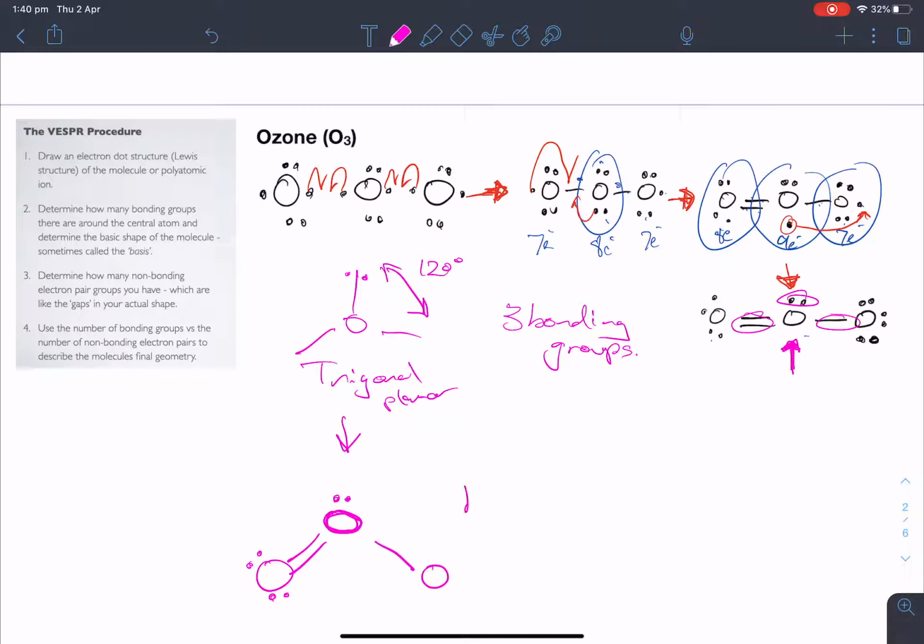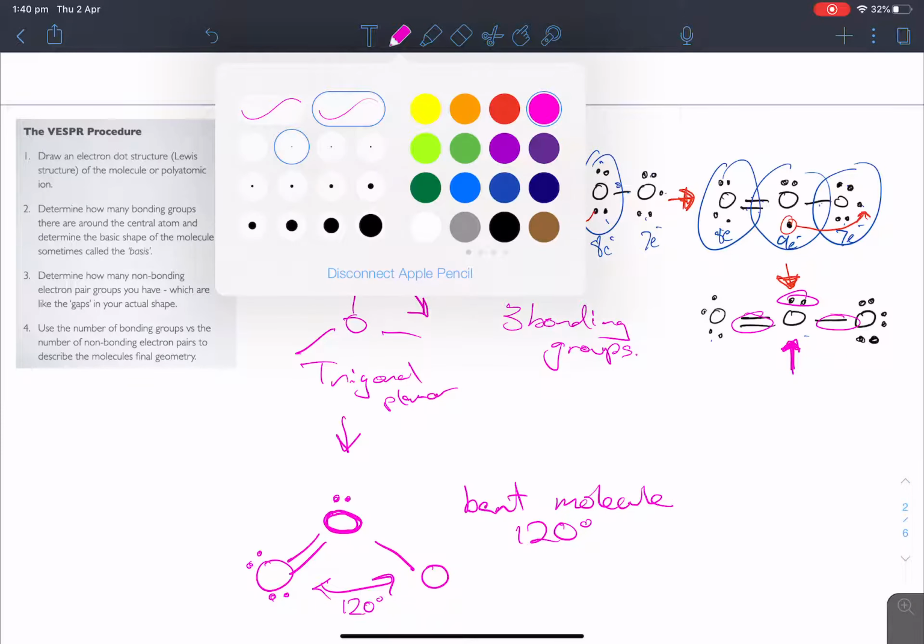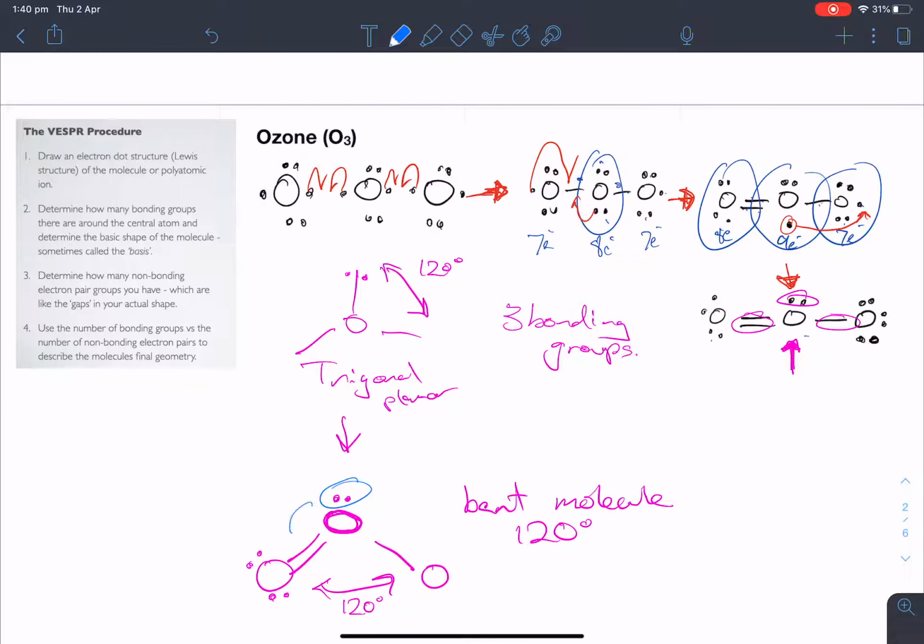So instead, it's a bent molecule at 120 degrees. It's bent because its basis is trigonal planar, but it's only actually got 2 bonds. Okay, those electron pairs up the top are still pushing away those bonds, and those bonds are still pushing away at each other too. So that's why it's a bent molecule at 120 degrees for ozone.